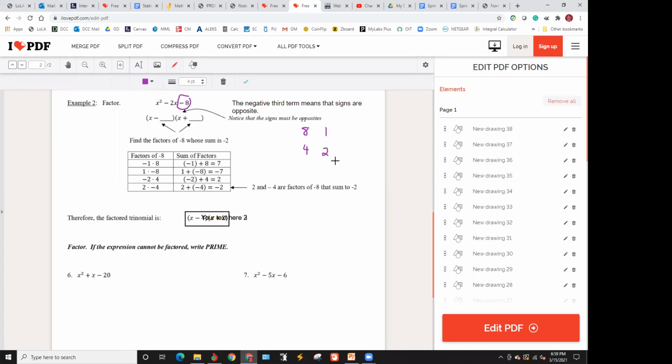Because now we're thinking difference. Since one's positive and one's negative, when you calculate that middle term, you're going to be taking the difference between 2 things. So 8 and 1, 4 and 2, which one of these has a difference of what we need? 8 minus 1 is 7. 4 minus 2 is 2. So this is the pair that we need.